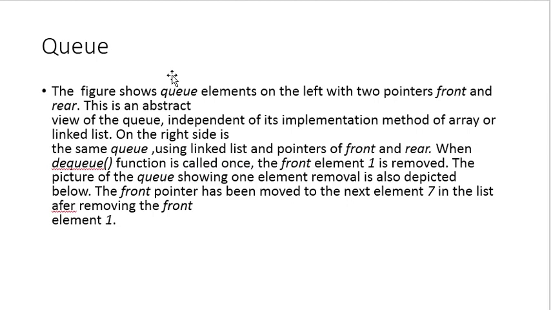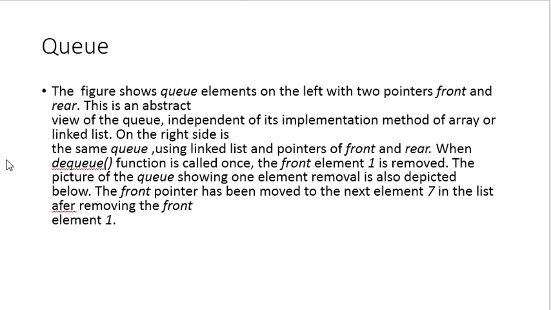So this is an abstract view of the queue independent of its implementation method of array or linked list. On the right side is the same queue using a linked list and pointers of front and rear. So these 2 pointers will be responsible for any element which is recently inserted, or which element we want to delete. When the dequeue function is called once, meaning deletion, the front element 1 is removed.